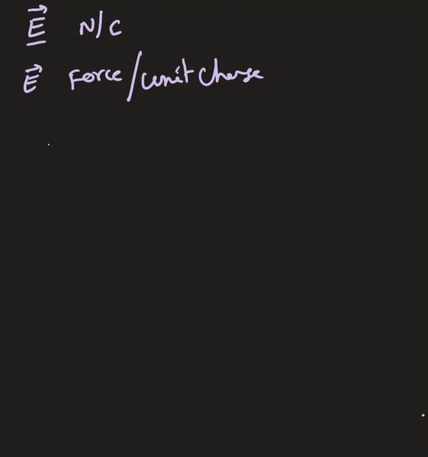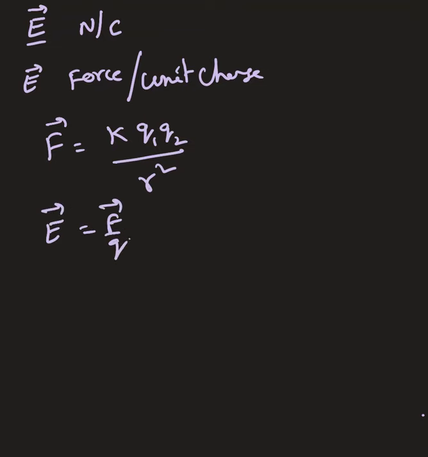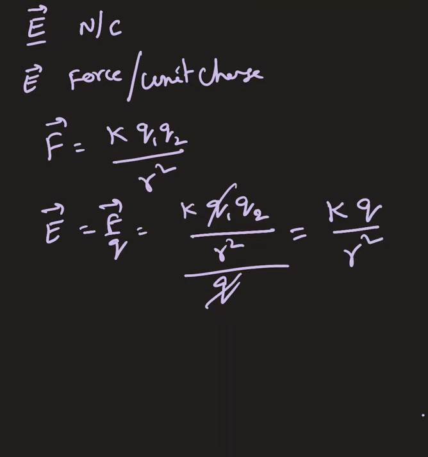We know that according to Coulomb's law, F is nothing but K Q1 Q2 over R square. So E is nothing but F over Q. So Q gets cancelled out. Which Q doesn't matter, Q1 or Q2, one of them cancels out. So electric field is nothing but K Q over R square.